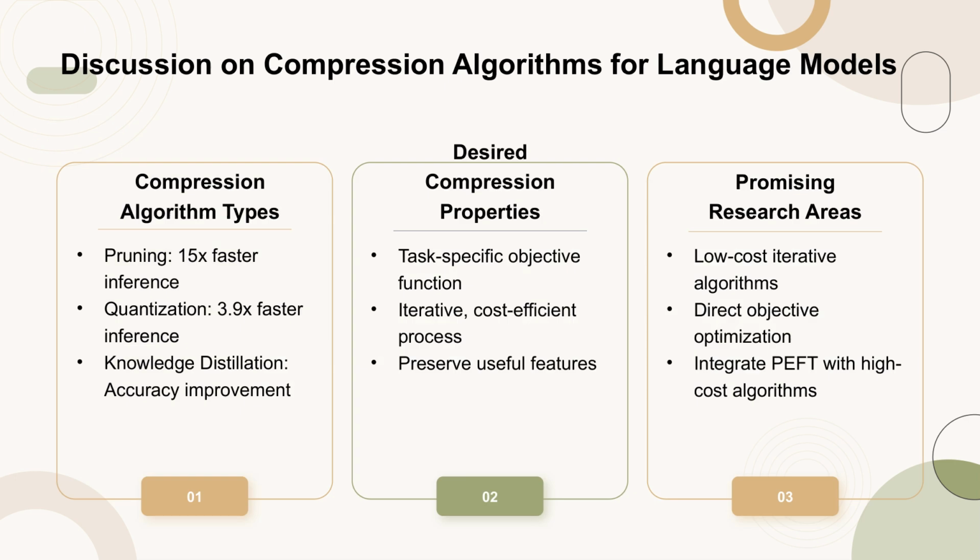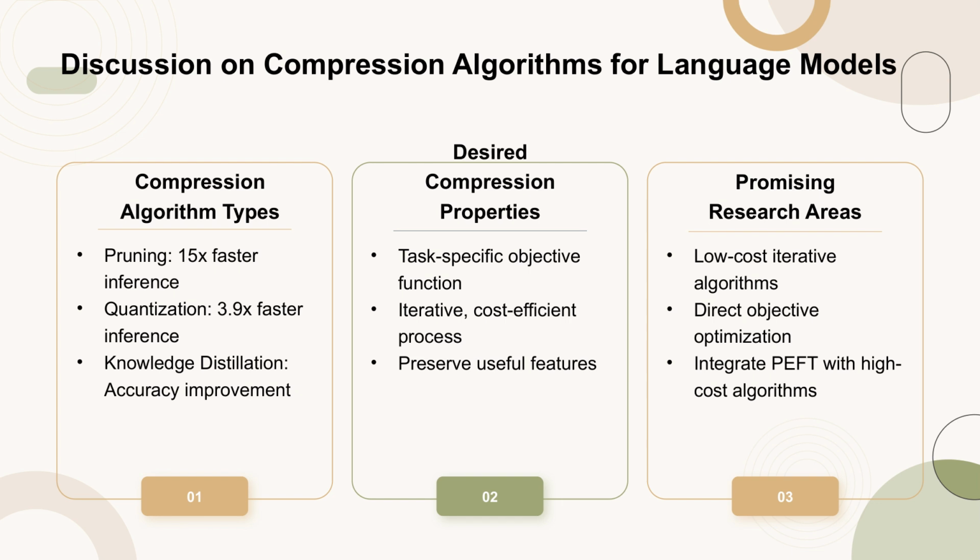In this discussion, we explore various types of compression algorithms for language models. Pruning algorithms offer significant acceleration, up to 15 times faster inference on GPUs. Quantization algorithms show high compression rates, with a maximum acceleration of 3.9 times faster inference. Knowledge distillation algorithms improve the accuracy of compressed models.